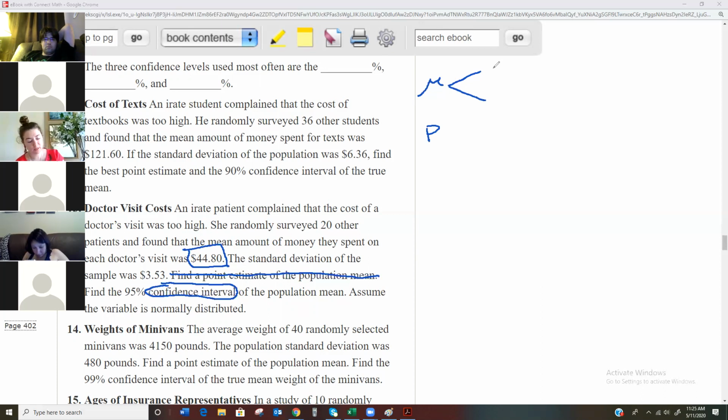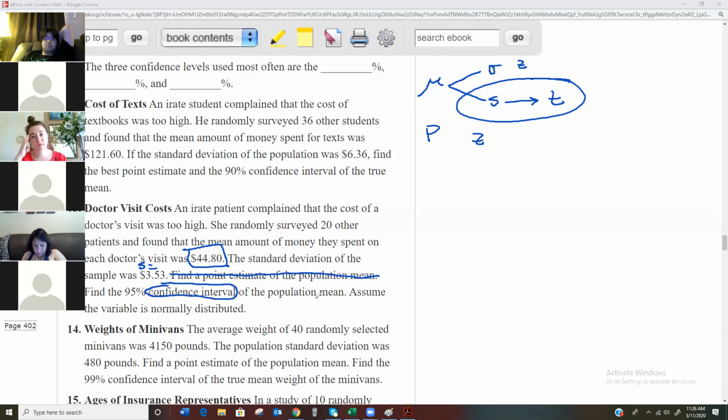Did they give us sigma or did they give us S? They gave us S, the standard deviation of the sample. So they gave us an S, which means we're going to use what? Use the T, right? This is Z. This is also Z. But if we have this one, we have to do T.